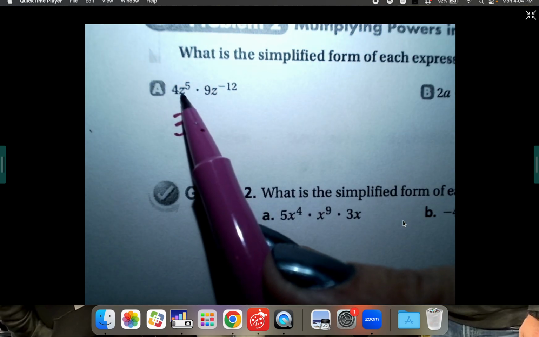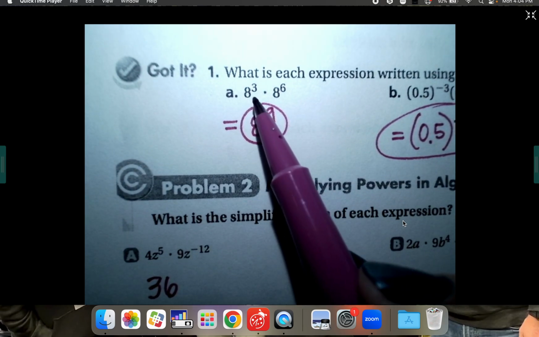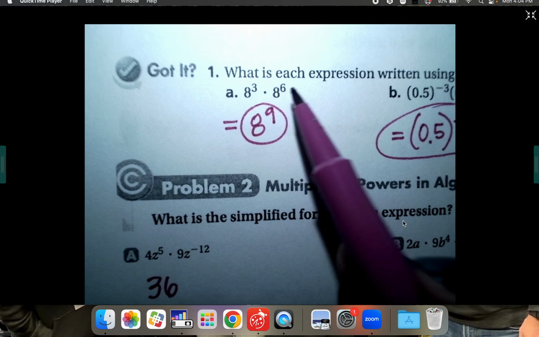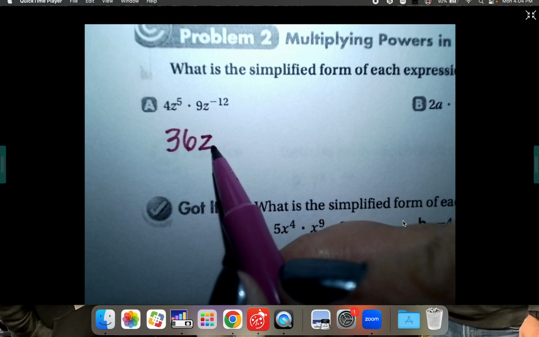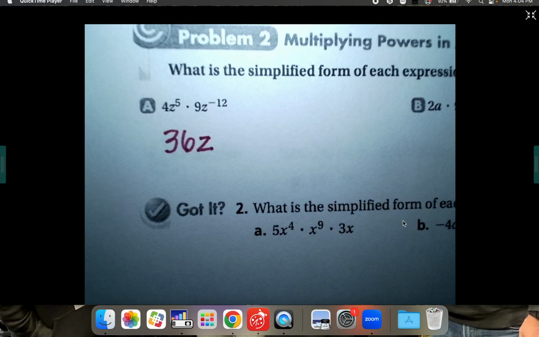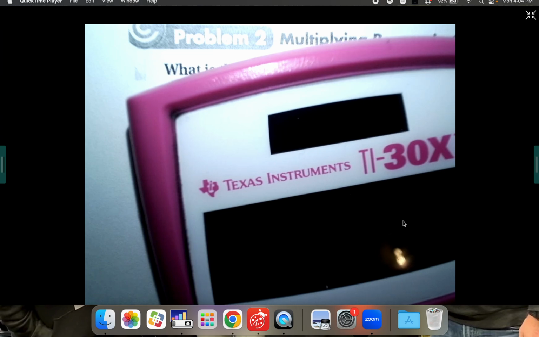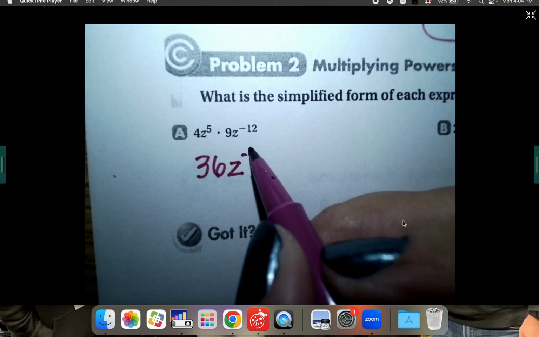36. Z and z, if they are the same base, just like we did up here, you can add the exponents. So z's are the same base, so we're going to keep it z, and we're going to add the 5 and the negative 12. 5 plus negative 12 is negative 7. So z to the negative 7.